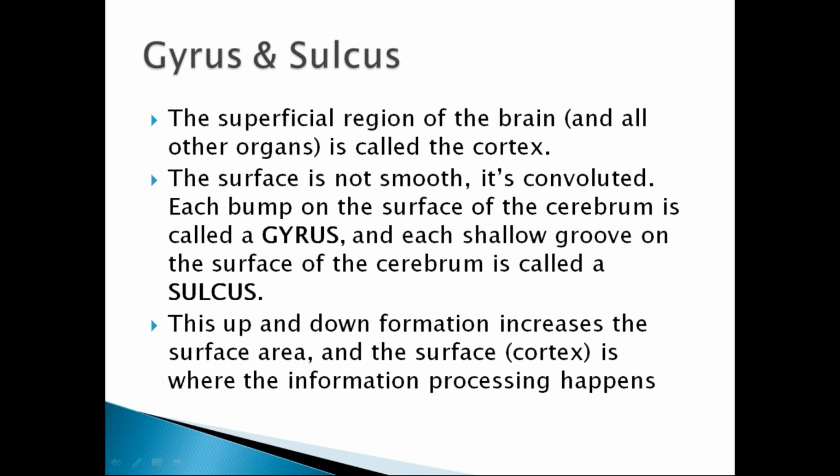This up and down formation increases the surface area, and the surface cortex is where the information processing happens. So if you think about it, if you're trying to get a large piece of fabric into a small area, it's going to have a bunch of wrinkles in it. And that's kind of the same concept. The mountains are the gyrus and the sulcus are the valleys.